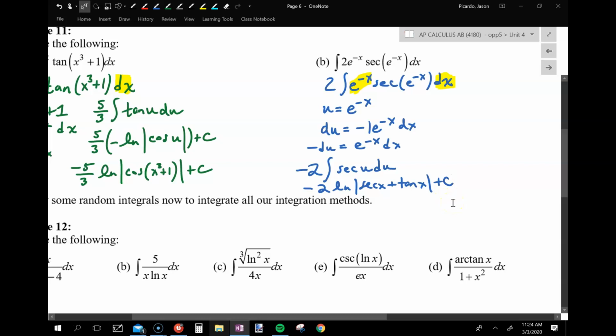Oh, not x, sorry, wrong letter. What should I use? And last step, go ahead and plug that e to the negative x back in, right? Boom. There you have it.